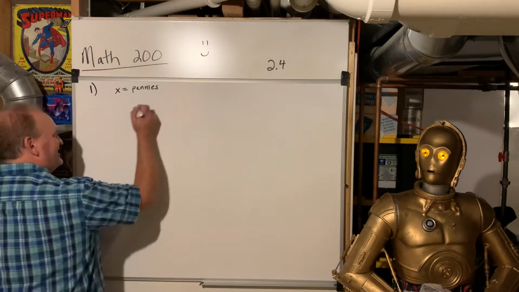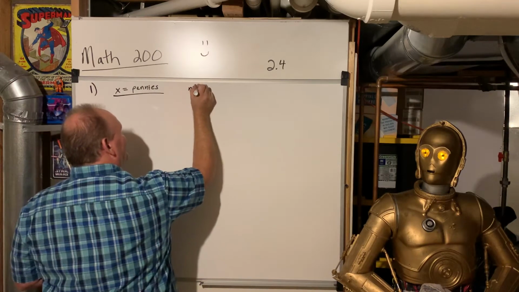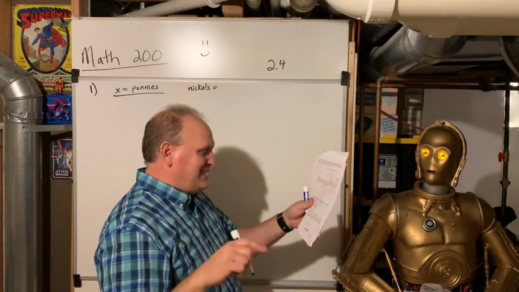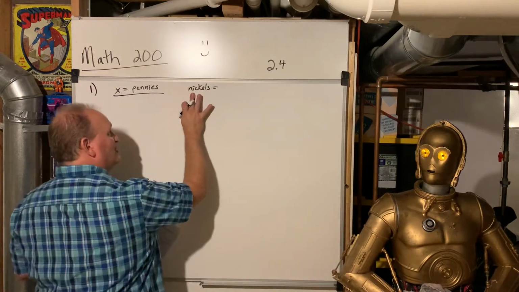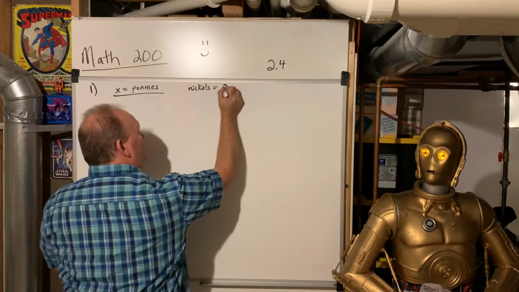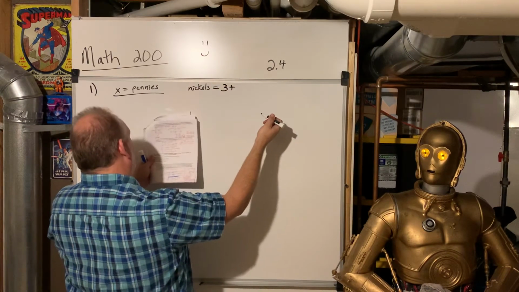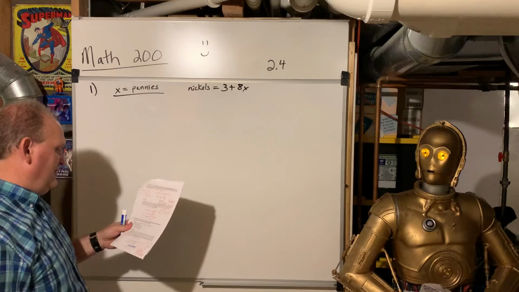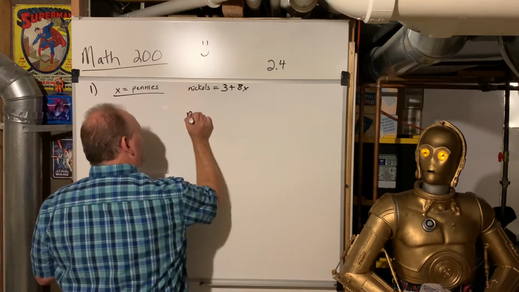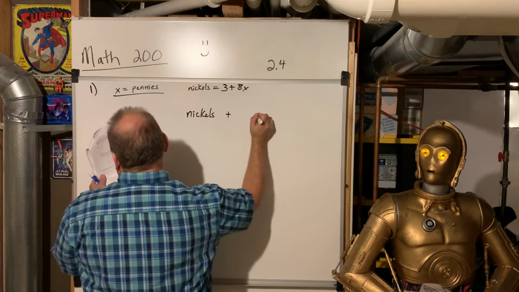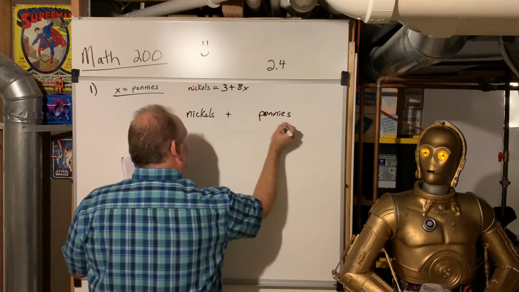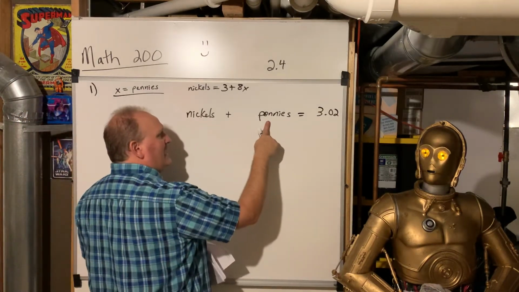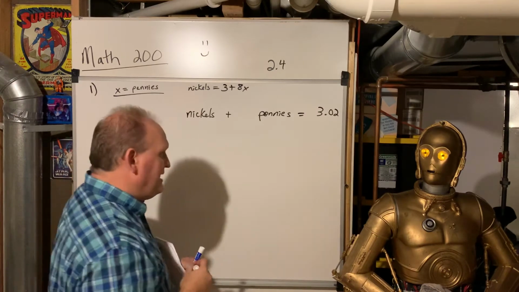All right, so look, pennies are x, nickels are a little tougher here. That's going to be 3 more than 8 times the number of pennies. So nickels equals 3 plus 8x. And now if we add up nickels plus pennies, we get $3.02. But wait, we can't just take this number of nickels and add that number of pennies and have it be 3.02. We have to put the money value in there, right?